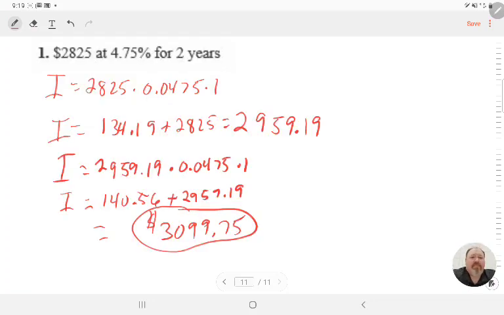All right, let's see how you did. So when you did it the first year, at the end of the first year, 2,825 times 0.0475 times 1, and then add the interest back, you would get $2,959.19. So that's what we would start the second year with. We do the same thing, times that by 0.0475 times 1. We add the interest back to the $2,959.19, and we get $3,099.75 is your answer. If this would say 3 times, you would do it another time.